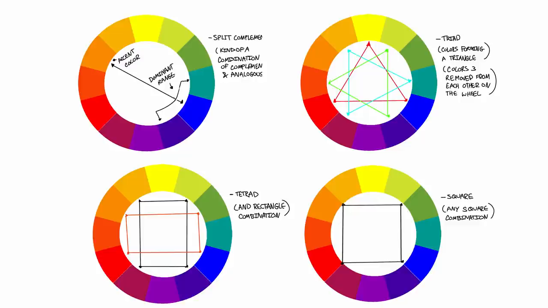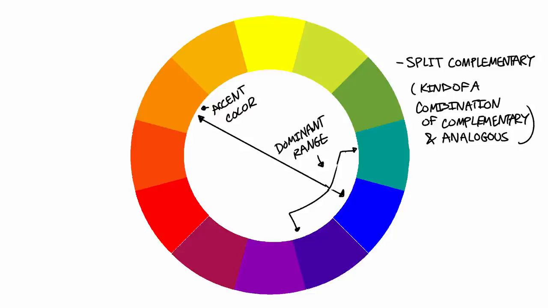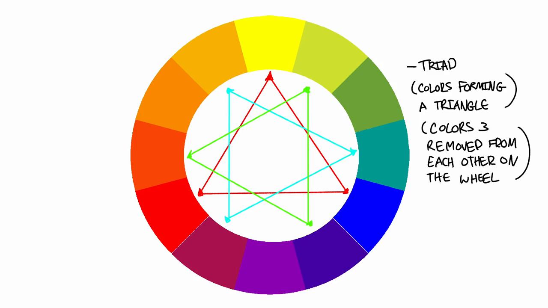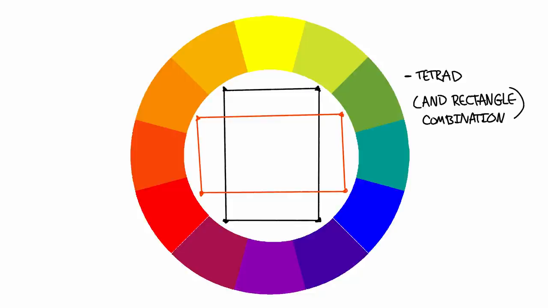I see split complementary as being kind of a combination of complementary and analogous. A triad is essentially any three colors that are separated by three colors on a traditional color wheel, and a tetrad or square is basically any four colors that make a square or rectangle shape. The rectangle shape can be separated by a varying amount of colors. There are definitely other color schemes that can be made that don't necessarily adhere to the wheel, but these are the fundamentals of the theory.